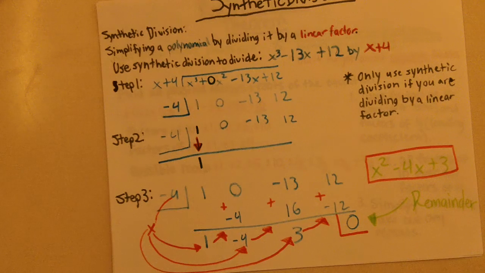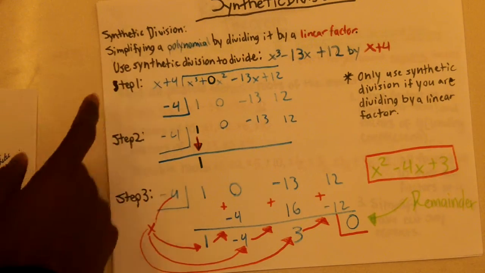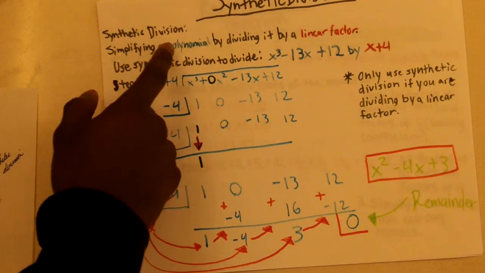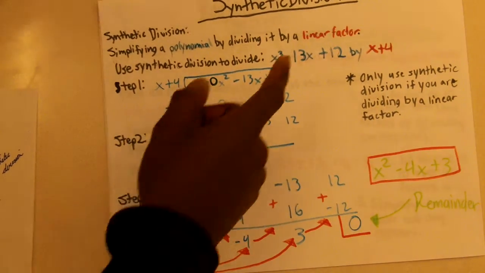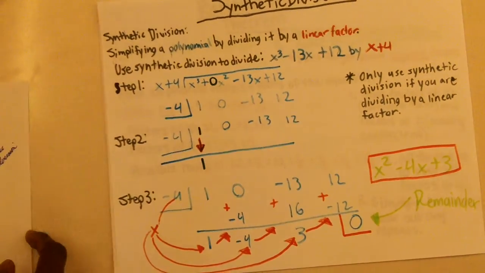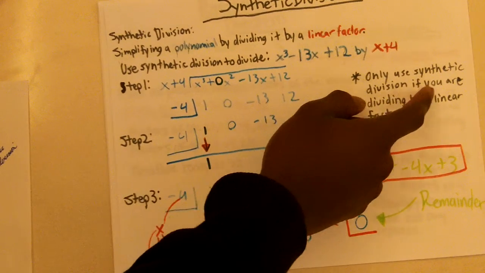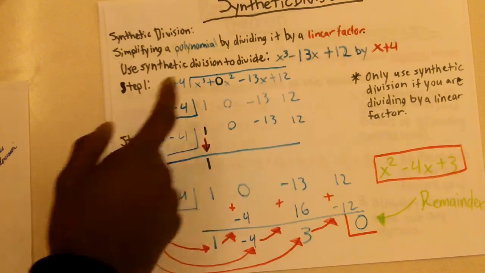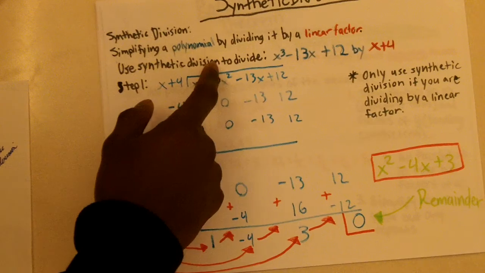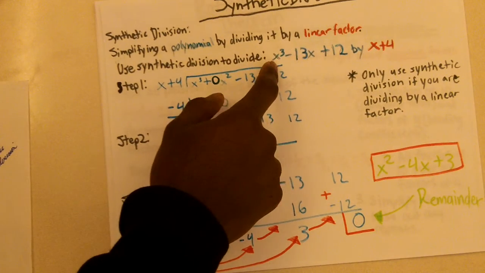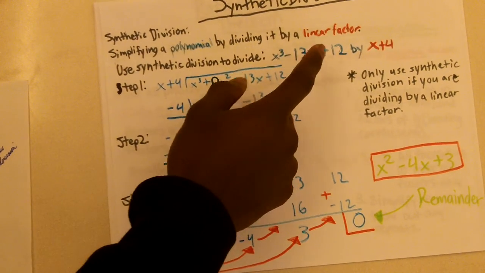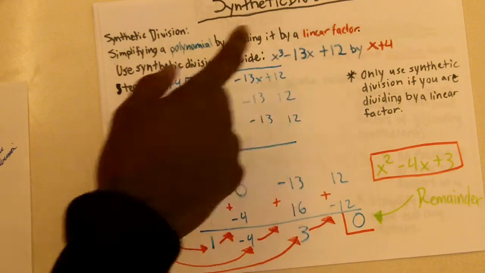Now we will talk about how to synthetically divide. Synthetic division is simplifying a polynomial by dividing it by a linear factor. Only use synthetic division if you are dividing by a linear factor. Today we will use synthetic division to divide x cubed minus 13x plus 12 by x plus 4.